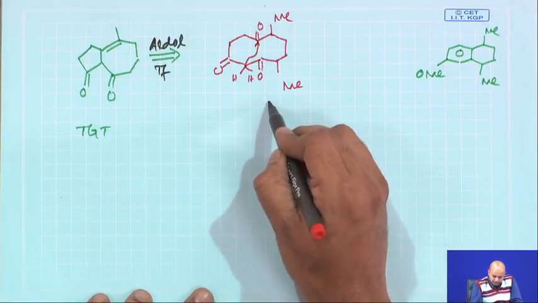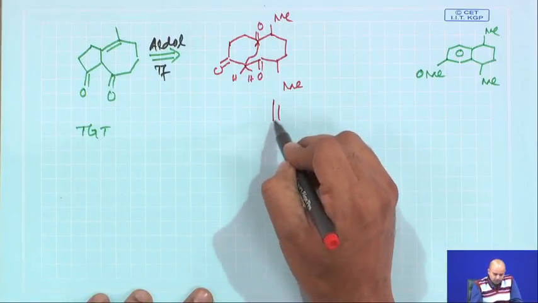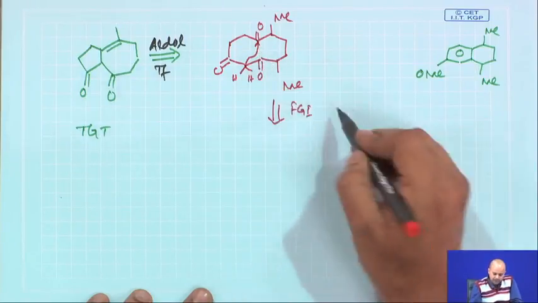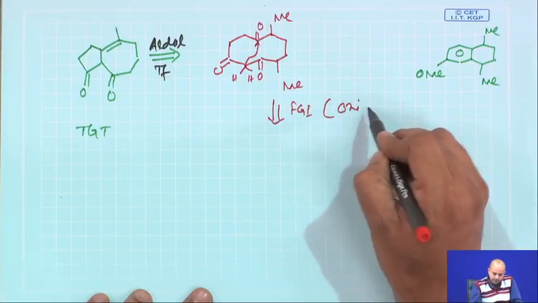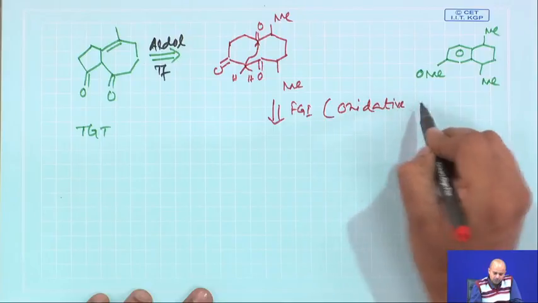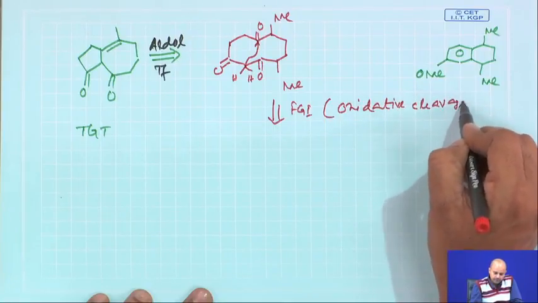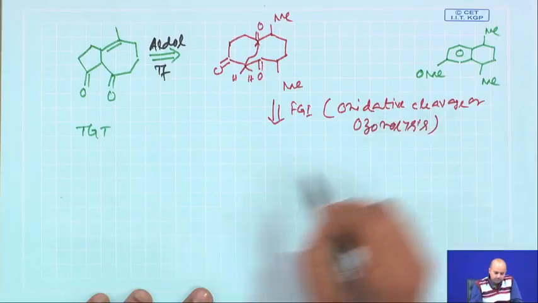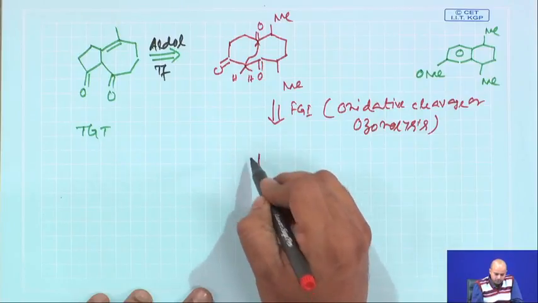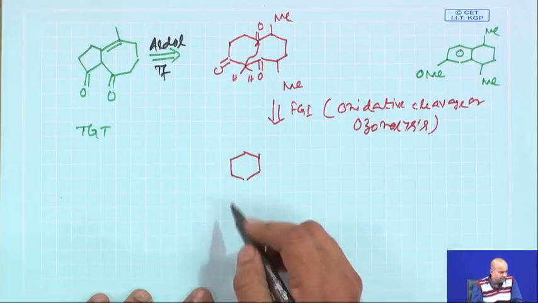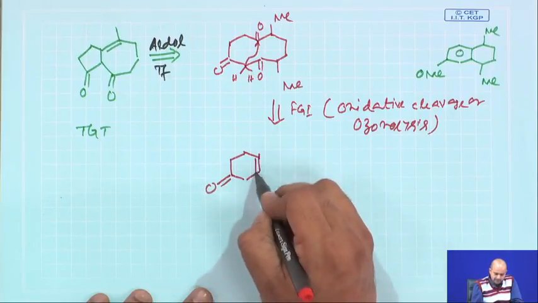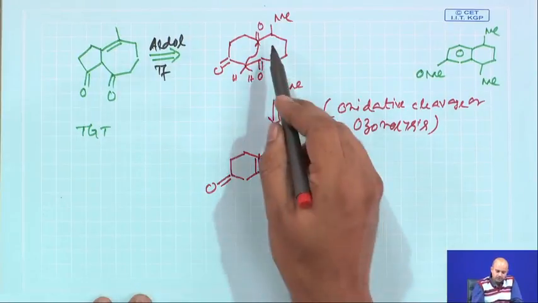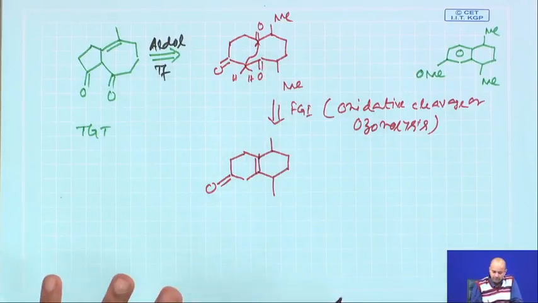Now, this diketone, if you do the next retro or next FGI, the FGI for the diketone is very interesting. You can do an oxidative cleavage or ozonolysis. Now, how are we going to do it? We will try to correlate with the starting material which was given to you. If you have an intermediate like this, it will immediately give this intermediate. This part is fine.